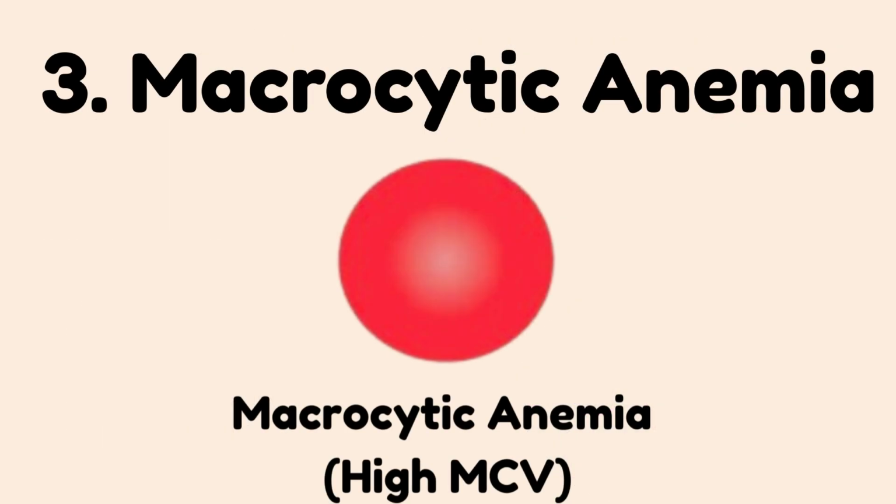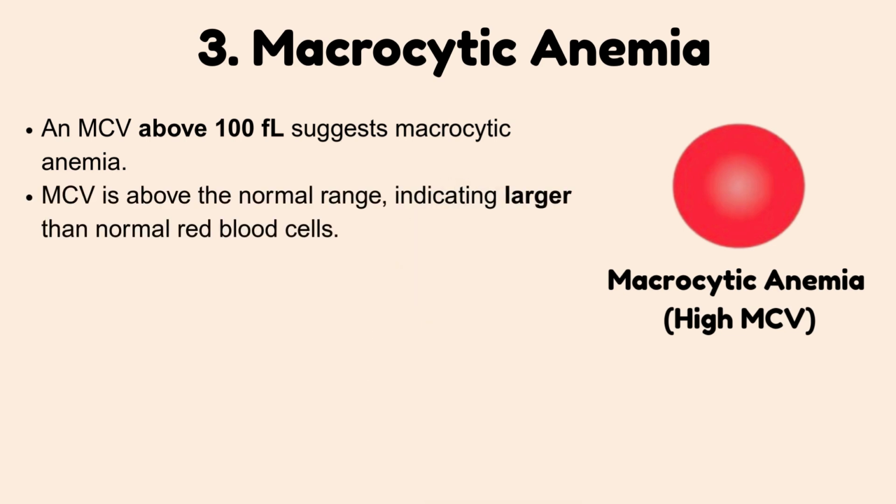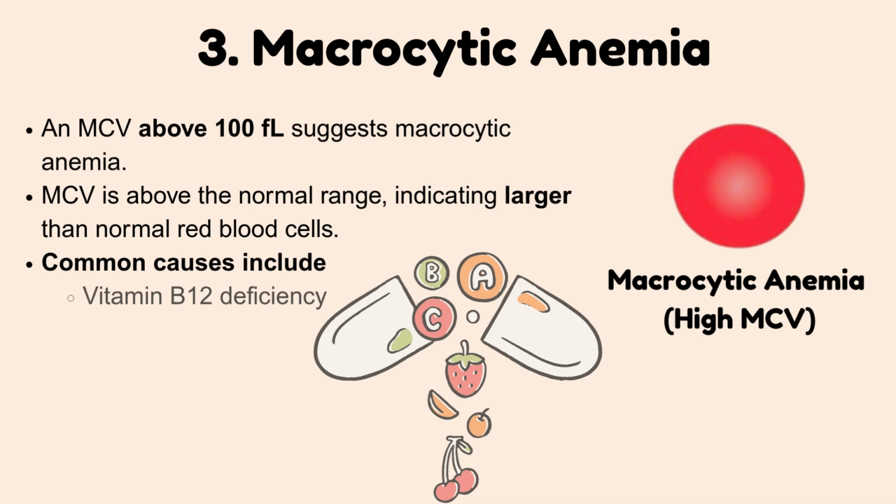Macrocytic anemia. An MCV above 100 femtoliters suggests macrocytic anemia. MCV is above the normal range, indicating larger than normal red blood cells. Common causes include vitamin B12 deficiency and folate deficiency.